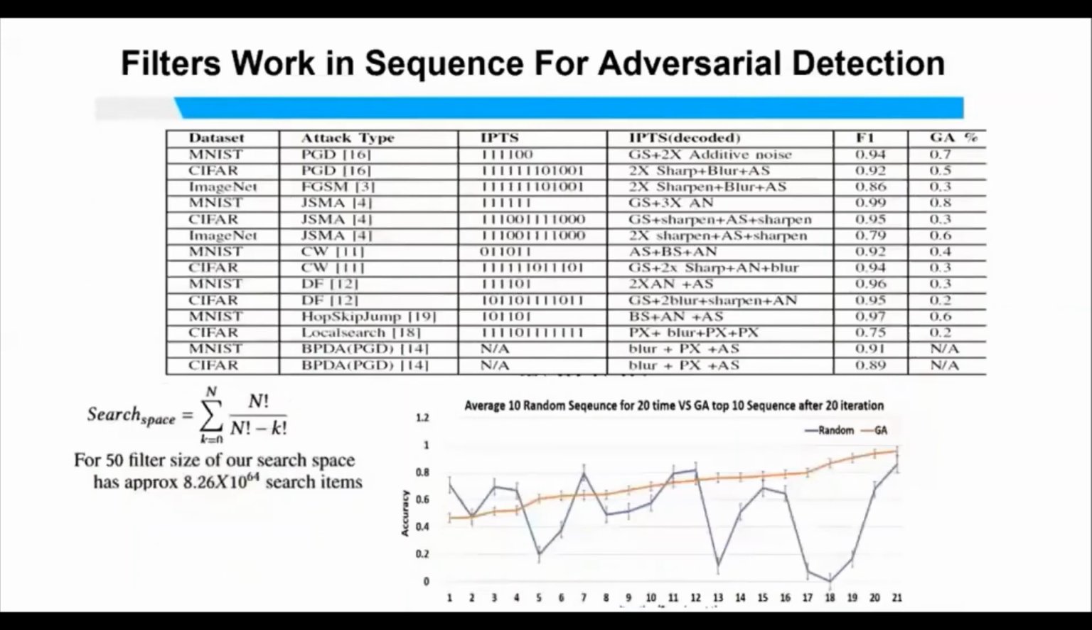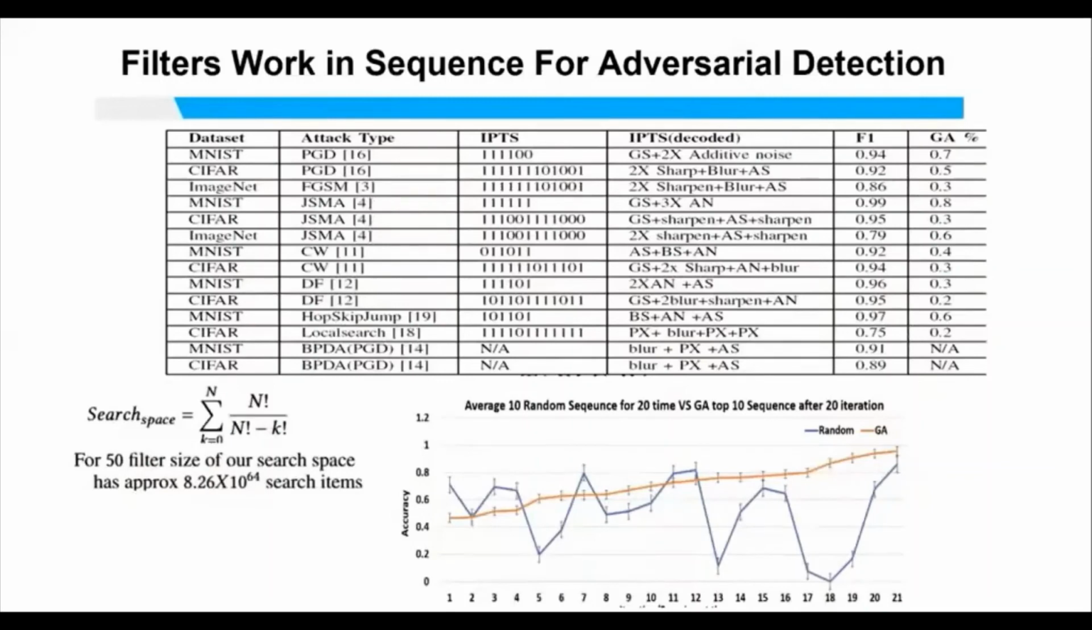We can see that Gaussian smoothing and additive noise work better for PGD-based attacks, while sharpening and blur work for the ImageNet FGSM attack, and different combinations work for different types of attacks. But if we want to find which sequence is best for which type of attack, the total search space is immense. For only 50 filters, it will be a huge search, and it will be very tough to do with a random or brute force search.